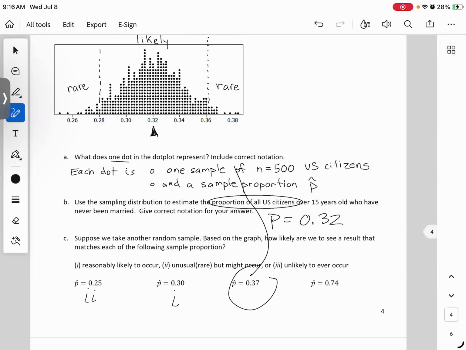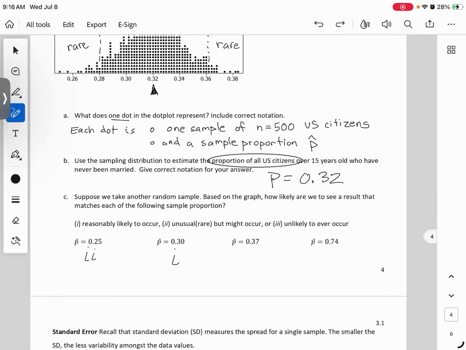0.37 is out here somewhere on the tail. So it could happen. They saw a few like 0.36 and 0.38, but probably not the best bet, though it could happen. And then 0.74 is way out here in no man's land. It only went as far as maybe 38 or 39. So 0.74, that's going to go with I, unlikely, nope. Don't bet your firstborn child on that.